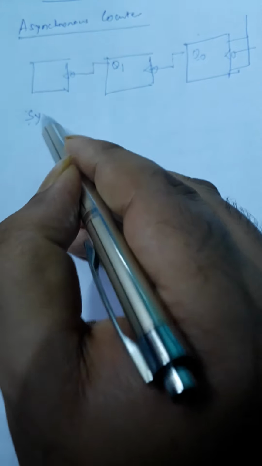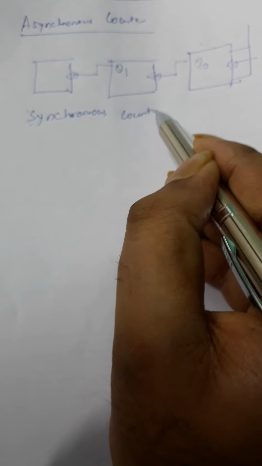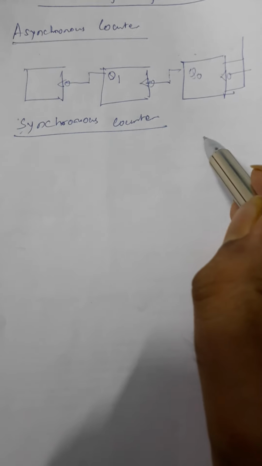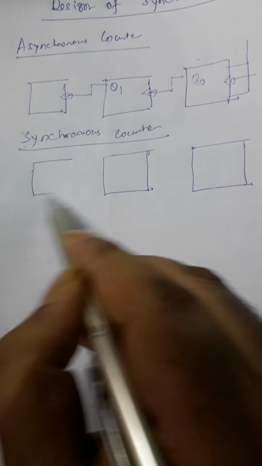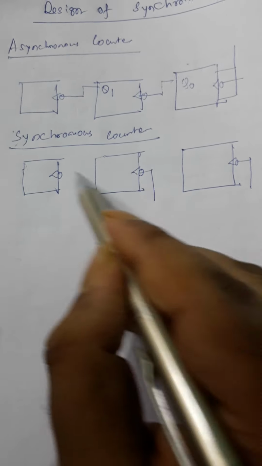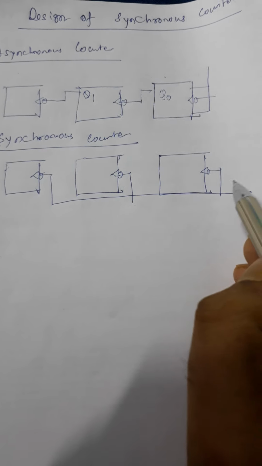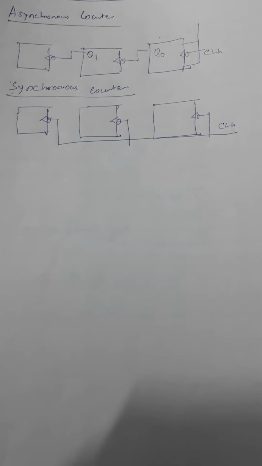Let us understand what is synchronous counter. Right. Now, in case of synchronous counters, all the clocks are given simultaneously. All the clocks are given simultaneously, right? This is the basic difference, that in case of synchronous counter, all the clocks are given from a single clock, while in case of asynchronous counter, the main clock is given to the first flip-flop, output of first flip-flop to the second, and then onwards.